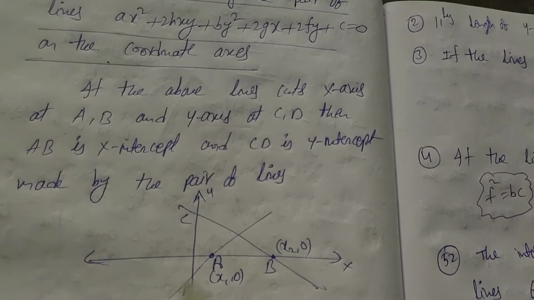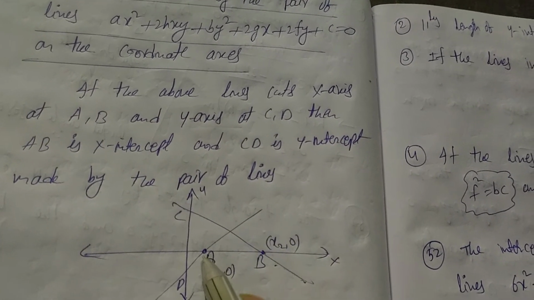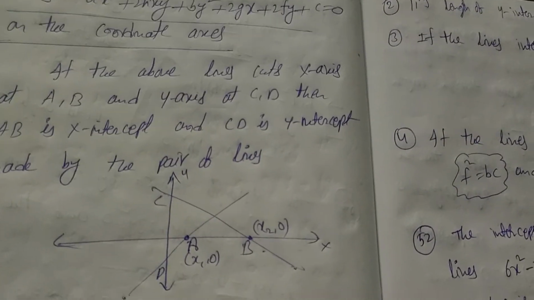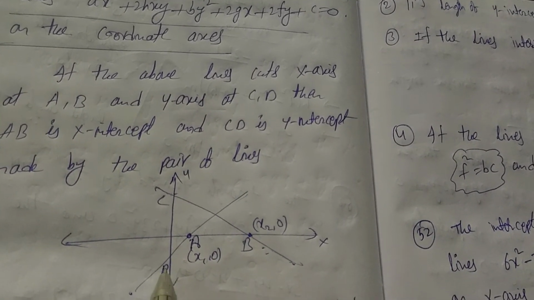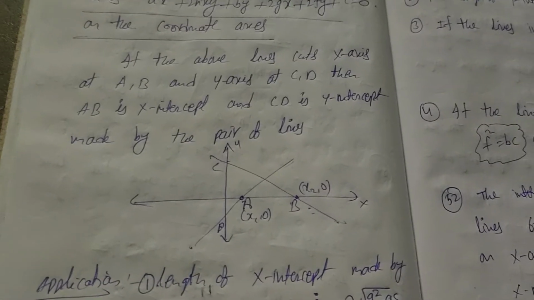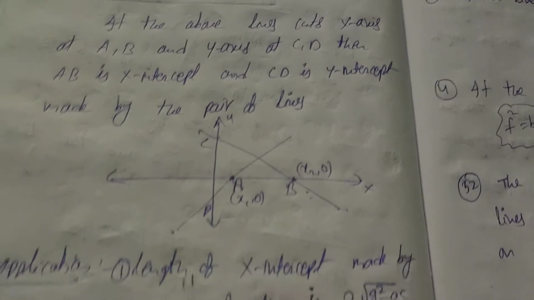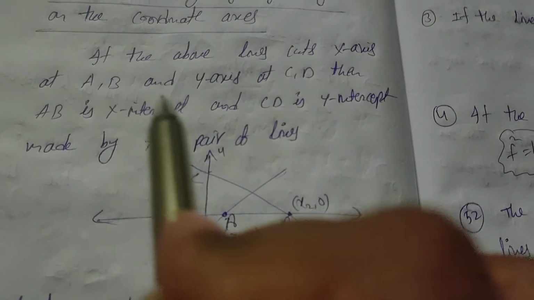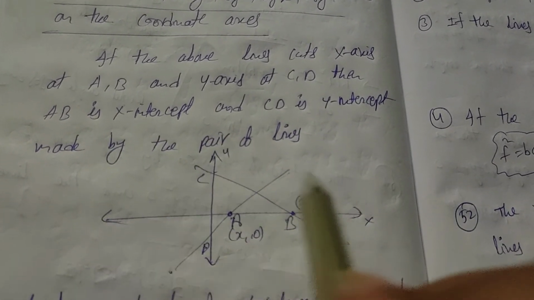So one line is going in this way, one other line is going in this way. Let us consider, this line intersects the x-axis at B, this intersects at A. So this AB is called the length of x-intercept, and this line on the y-axis at C, this line on the y-axis at D. Then this length CD is nothing but the y-intercept, the y-intercept made by the pair of lines. See, the above lines cut the x-axis at A, B and the y-axis at C, D. Then AB is the x-intercept and CD is the y-intercept made by the pair of lines.